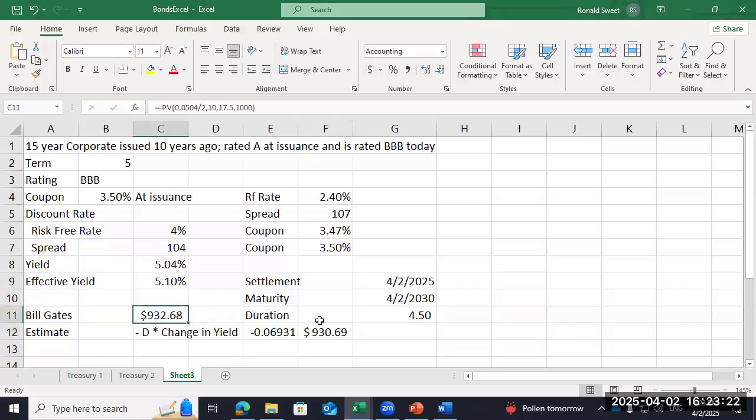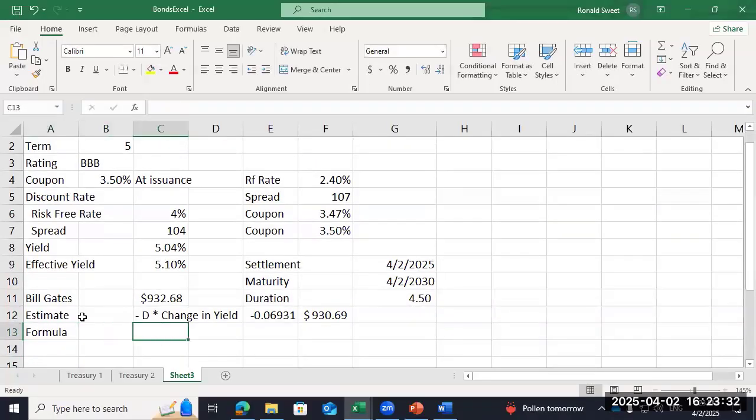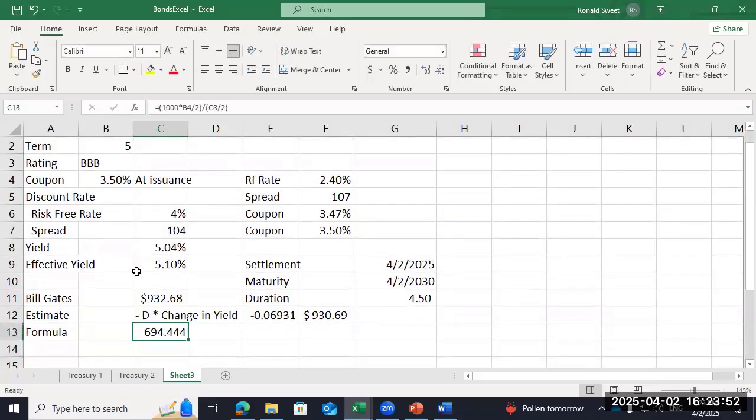Some positive convexity, but still a pretty good estimate. And we tried the formula. So we can get $1,000 times 3.5 divided by 2 for infinity. That's our coupon divided by our yield. And that gives us $694.44. That's what that coupon is worth.